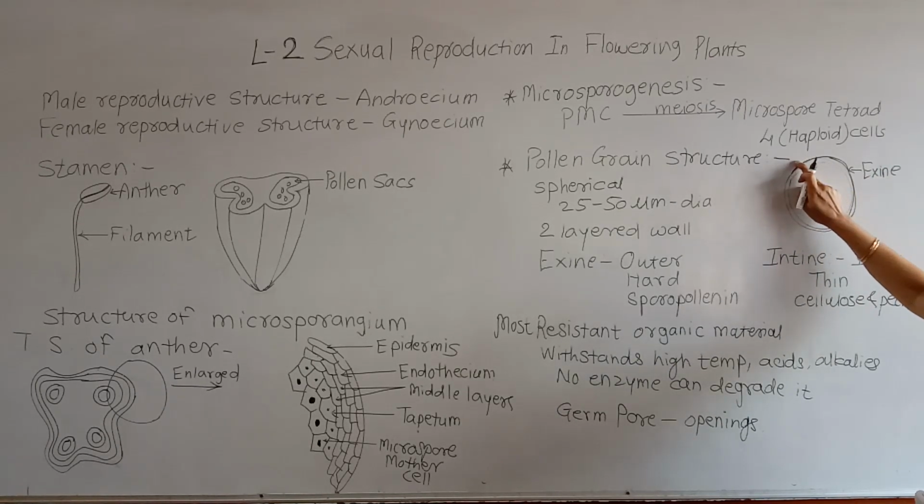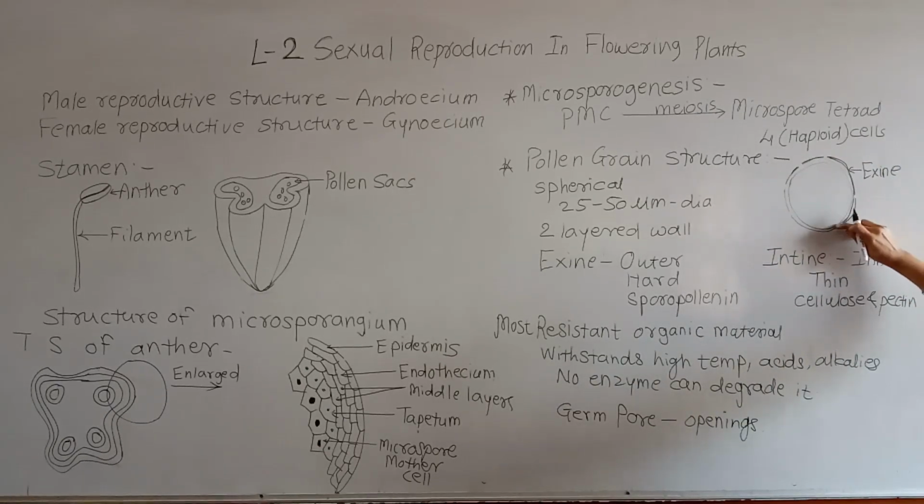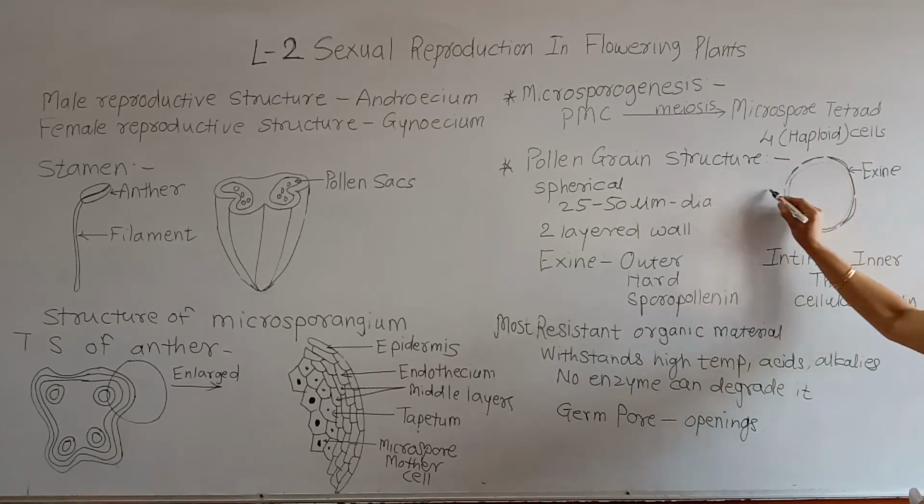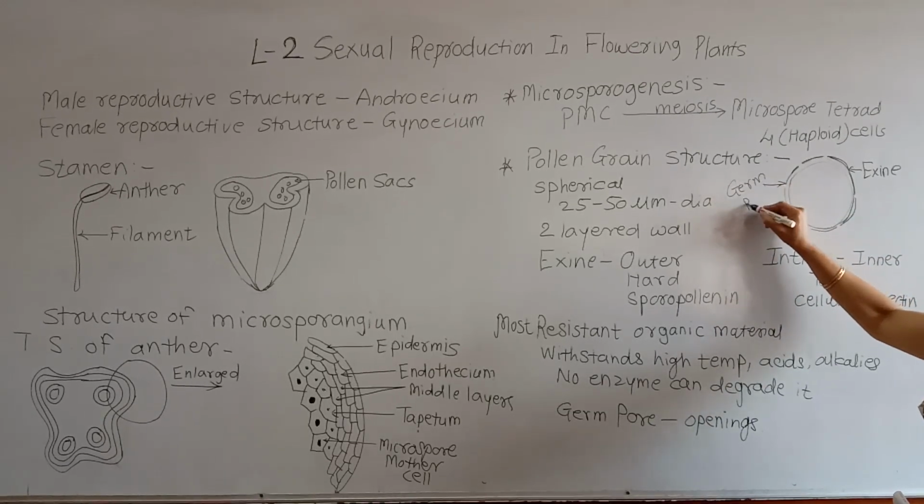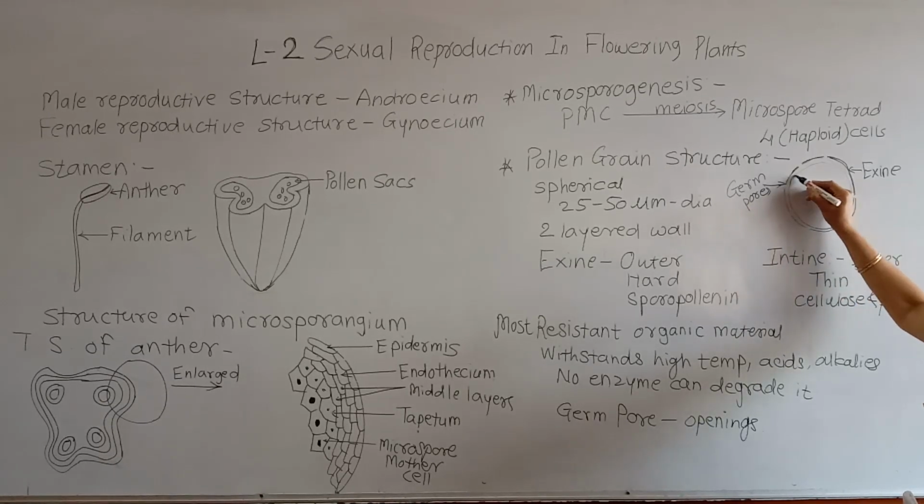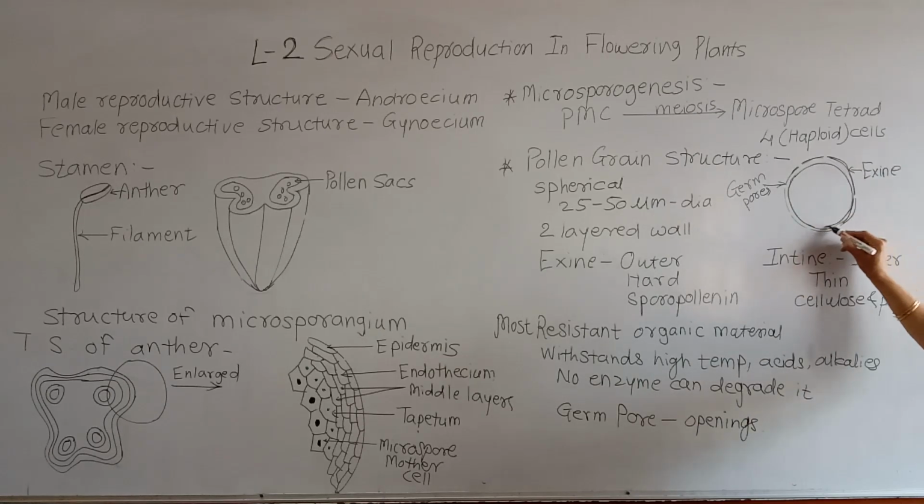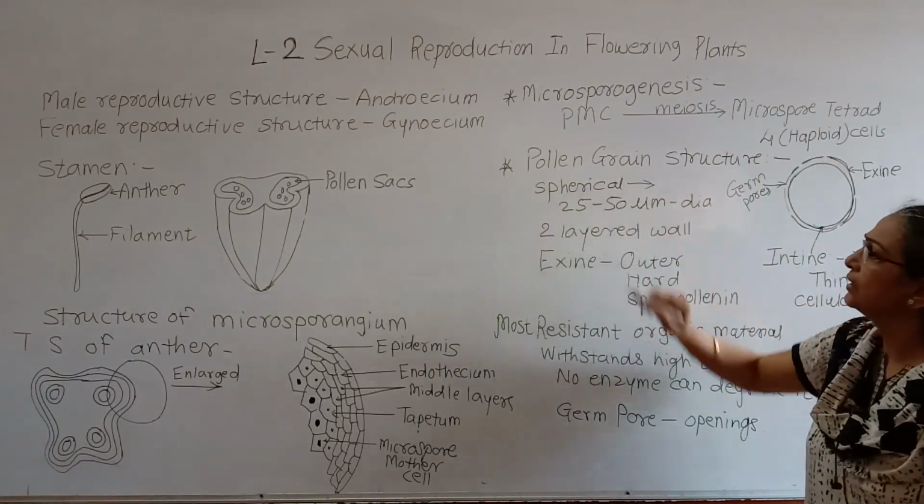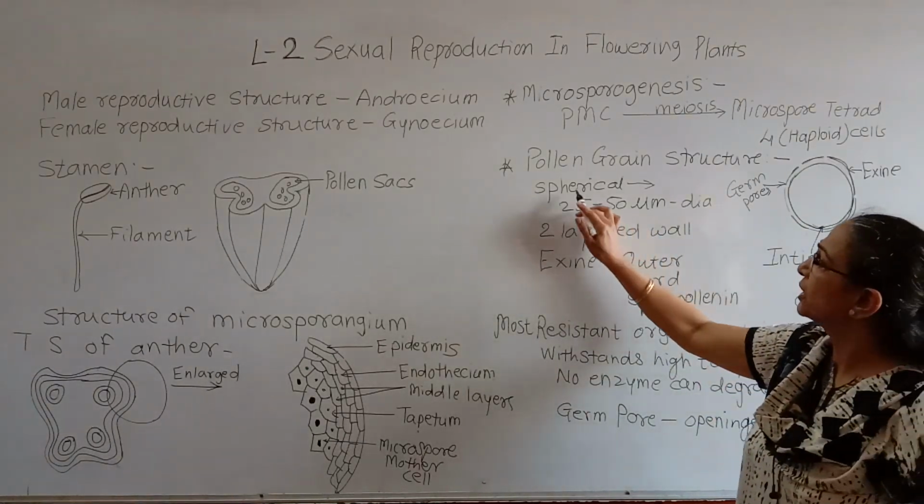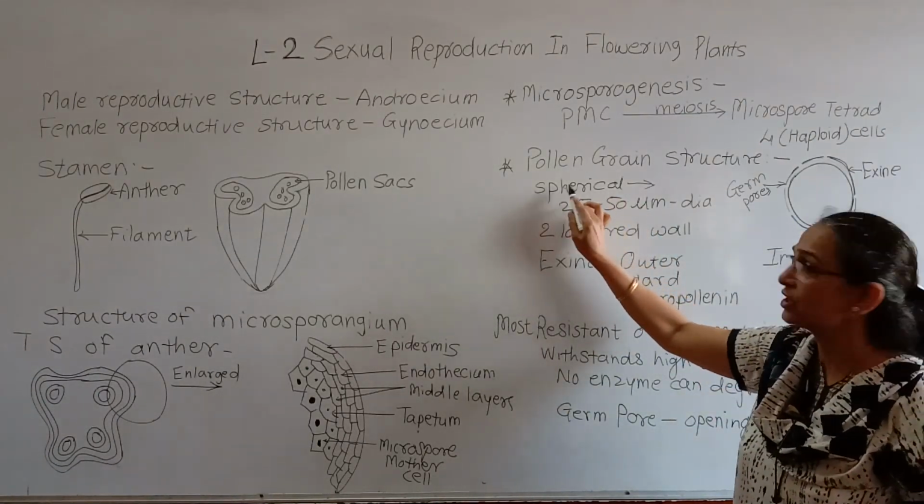This wall is having small gaps on it. These gaps are called germ pores, and the inner layer is called intine. This is exine and this is intine. So this is the shape, if you see, of a typical angiospermic pollen grain.